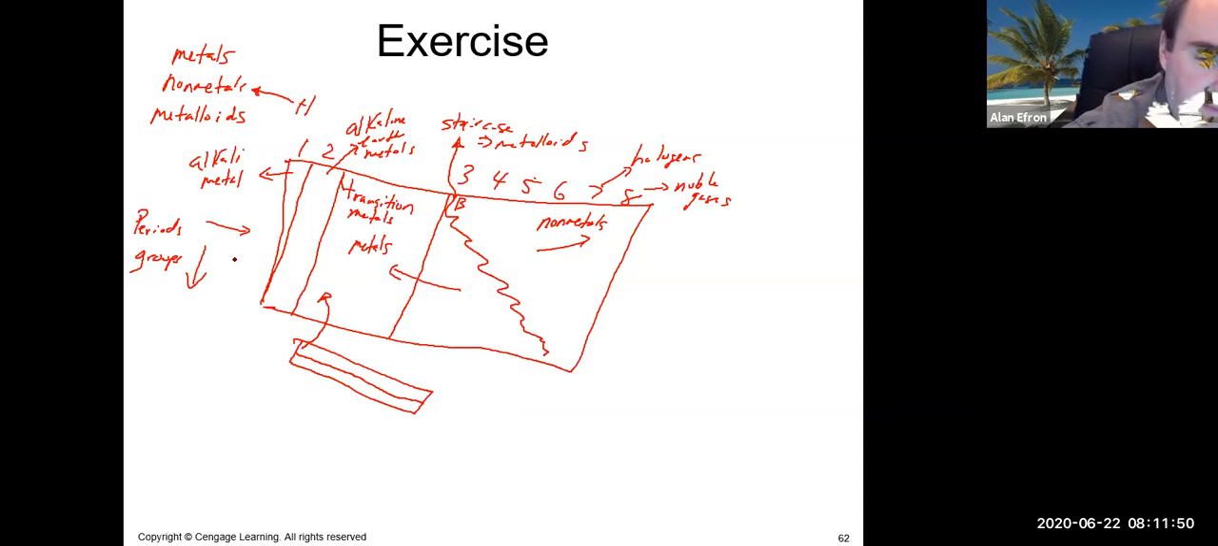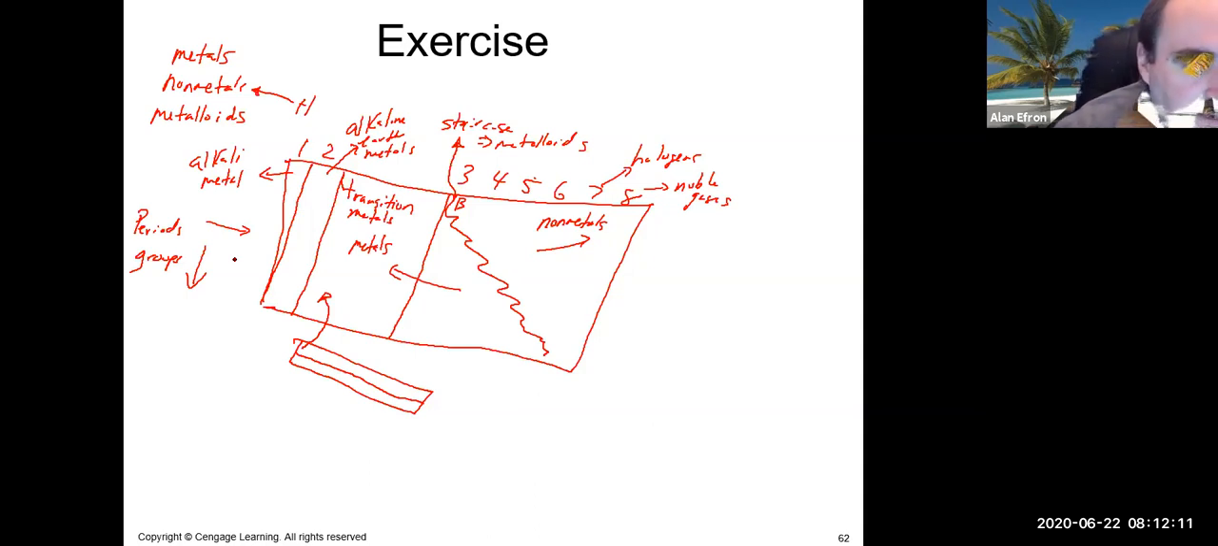Any questions on the periodic table here? Again, you do need to know where everything's located: metals, nonmetals, metalloids, transition metals. You do need to know the names of those groups. So alkali metals, alkaline earth metals, the halogens, and the noble gases.